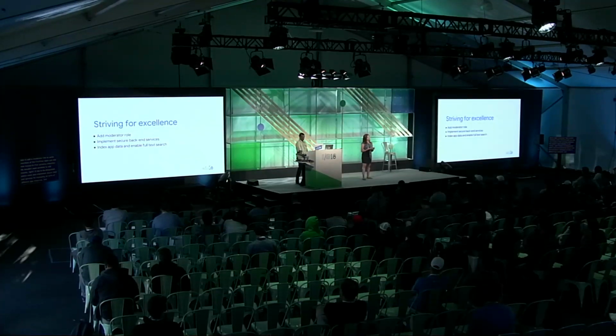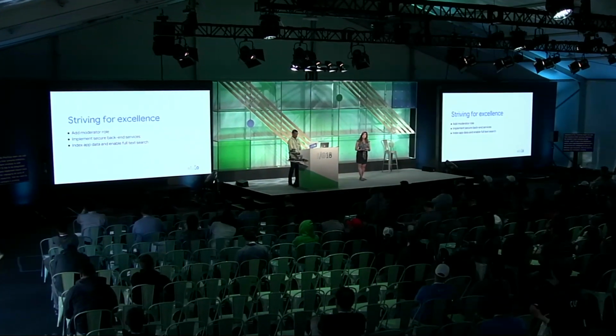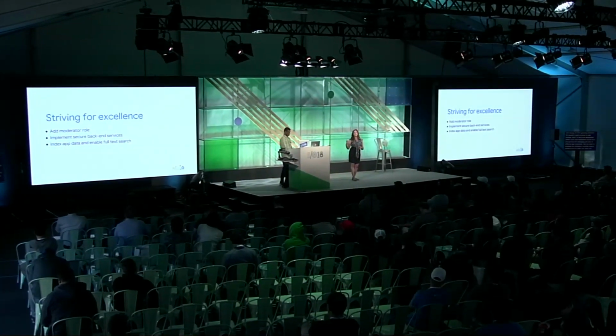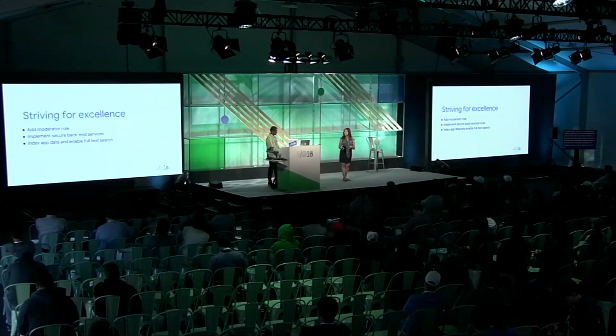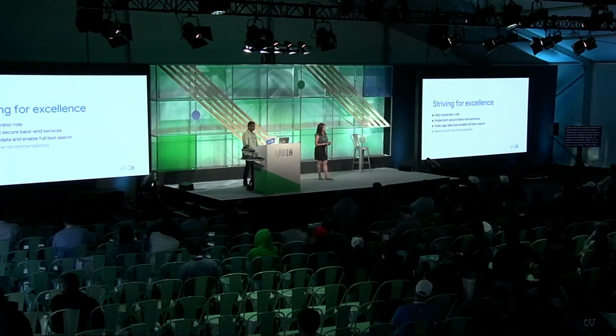We want to be able to implement secure backend services for managing all sorts of different app resources. And we want to leverage the company's existing search infrastructure to index app data and enable full-text search. That way, people can quickly look for the movies they want. You wouldn't want to just have to scroll through, I think, 10,000 movies. Yeah, you got to be able to search for the one you're looking for.